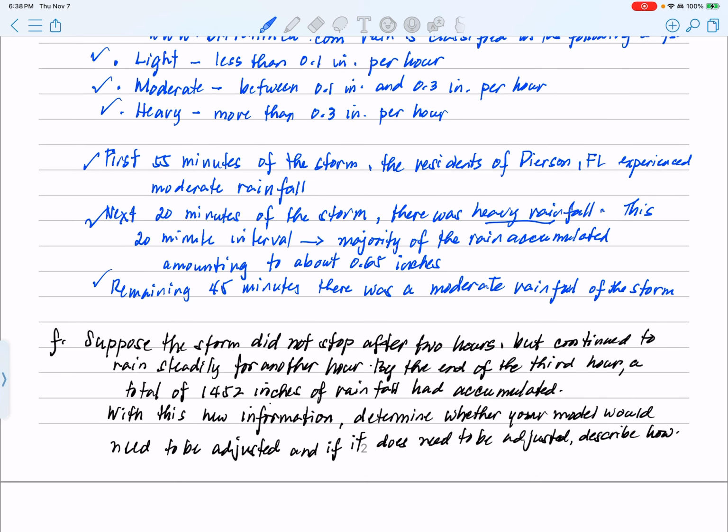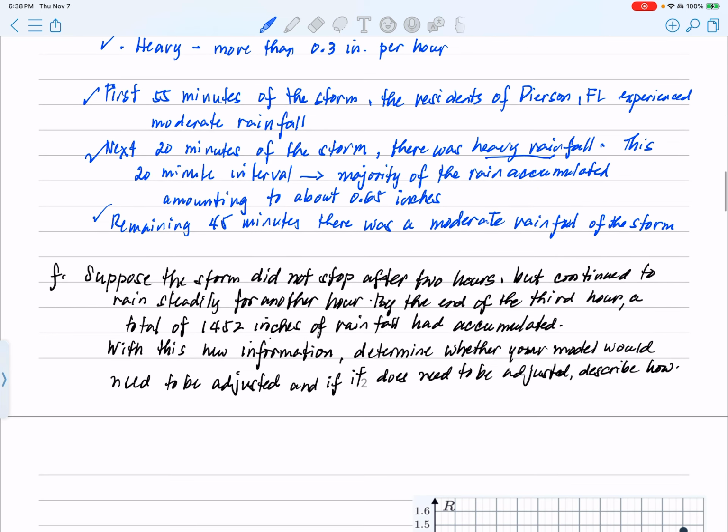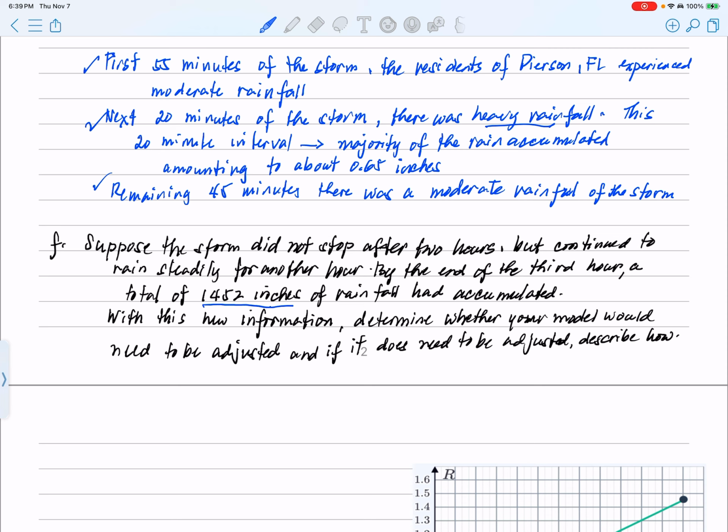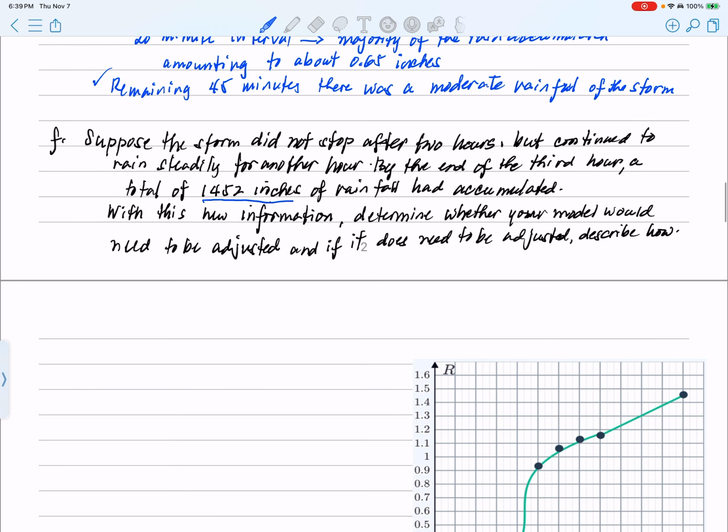Suppose the storm did not stop after 2 hours, but continued to rain steadily for another hour. By the end of the third hour, a total of 1.452 inches of rainfall had accumulated. With this information, determine whether your model would need to be adjusted, or if it does not need to be adjusted.